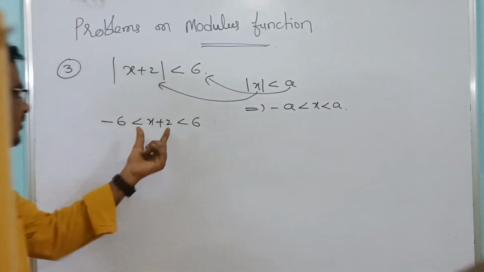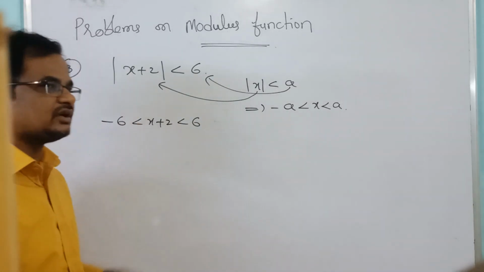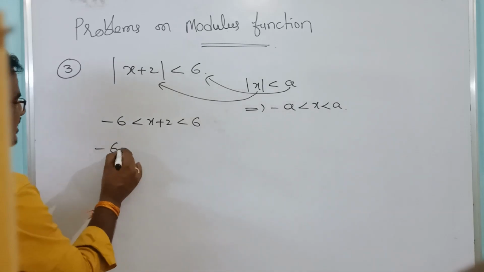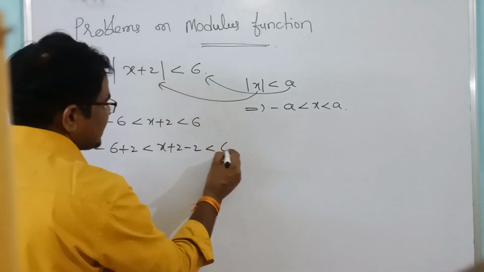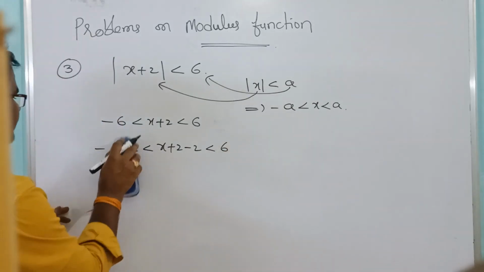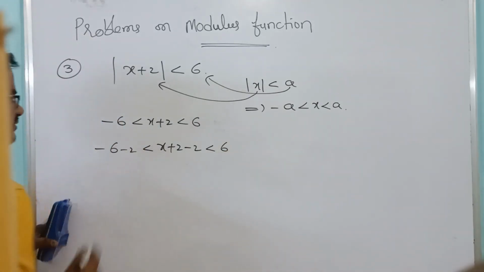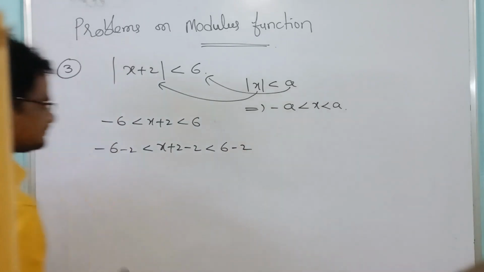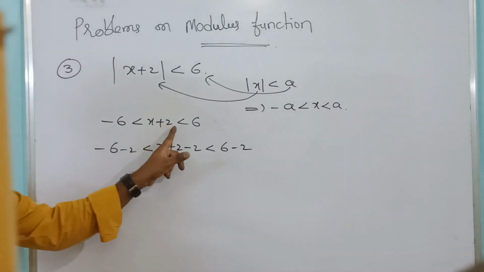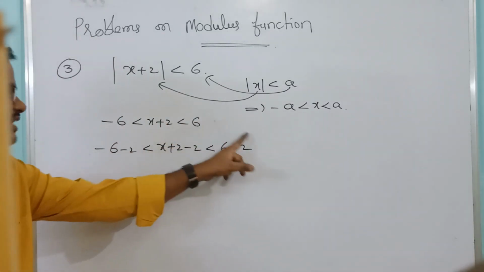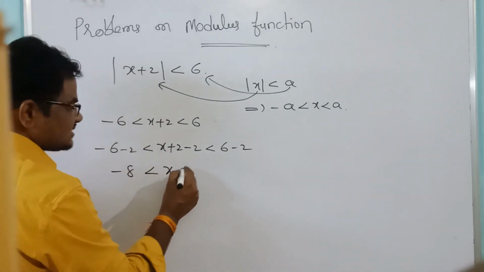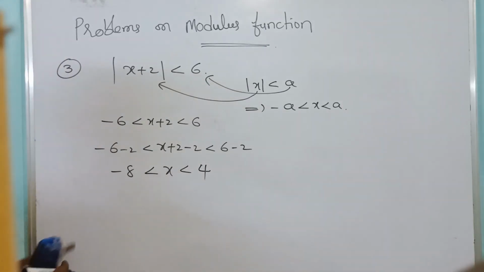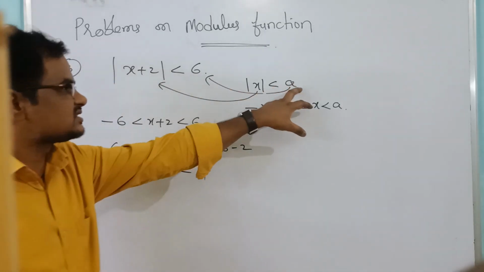Now here we want only x. We have to eliminate plus 2. So for that, subtract 2 in all parts. Here minus 2, here also minus 2, and here 6 minus 2. That gives minus 8 less than x less than 4.